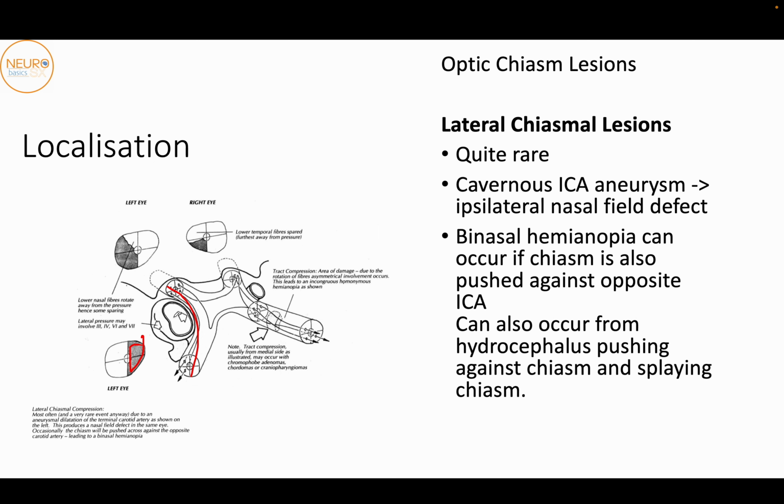Sometimes this cavernous ICA aneurysm might also push the chiasm towards the opposite ICA also. So you have ipsilateral compression and you also have contralateral compression. And you can develop something known as a binasal hemianopia, which is very, very rare. Okay, and that is what is a bilateral lateral chiasmal syndrome. This can sometimes even happen with hydrocephalus when the third ventricle is pushing down onto the chiasm and then it is getting splayed against both the ICAs. So that can also cause a bilateral lateral chiasmal syndrome.